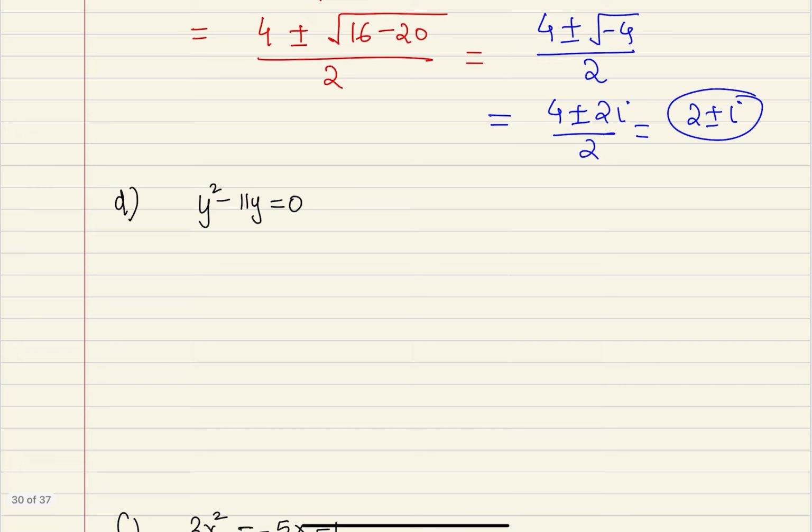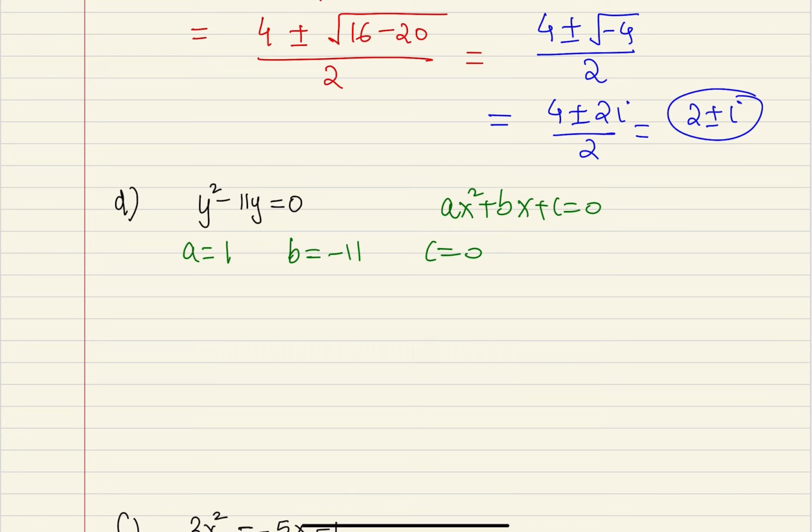y squared minus 11y equal to 0. We could do it much more easily using the factoring technique, but in this video I'm focused on the quadratic formula. So if I compare it to ax squared plus bx plus c equal to 0, x squared has a number a next to it, x has a number b next to it, c is the constant, c has no variable next to it. In this case, a is 1, b is negative 11, and c is 0. Let me try the quadratic formula.